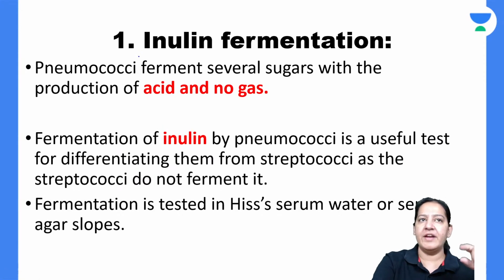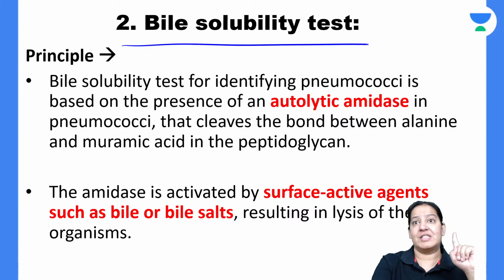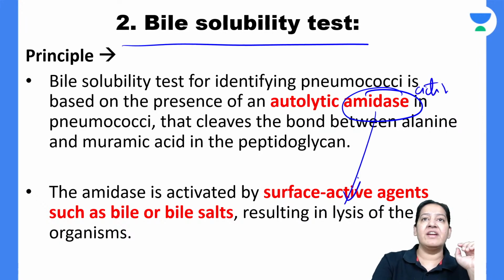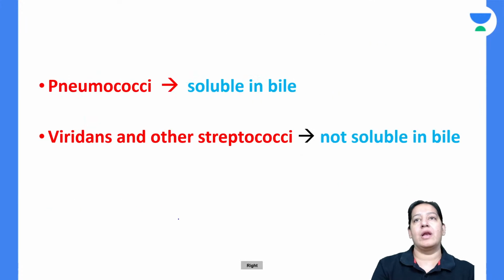So these are the biochemical reactions we have already covered. I have already enumerated the inulin fermentation. Inulin is a sugar which differentiates pneumococcus from other streptococcus. Only acid formation, no gas formation. Bile solubility test. We have seen that pneumococcus has an enzyme, amylase. In presence of bile, the amylase will become active. On activating, it will cause degradation of the peptidoglycan content of the cell wall of the bacteria. So bacteria will dissolve in the bile.